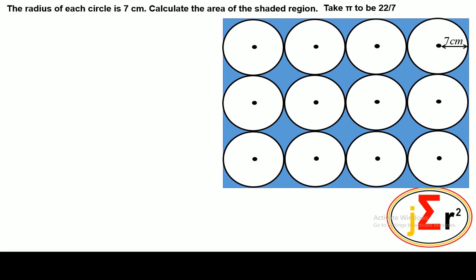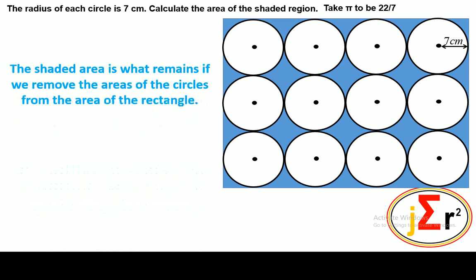The radius of each circle is 7 centimeters. Calculate the area of the shaded region. Take pi to be 22 over 7.